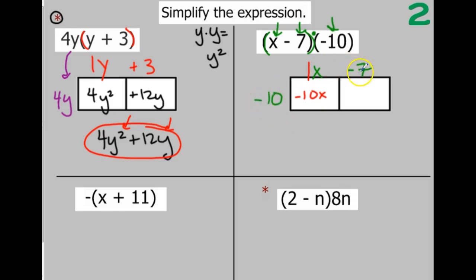And then -10 times -7, 2 grumpy people, they get along. 10 times 7 is 70. So our answer is -10x plus 70.